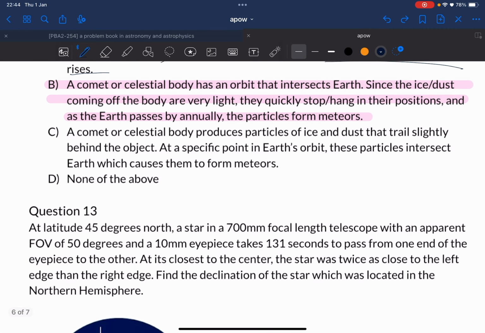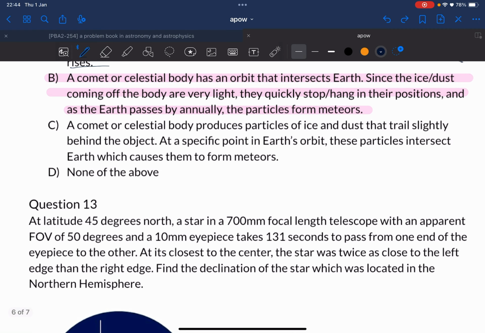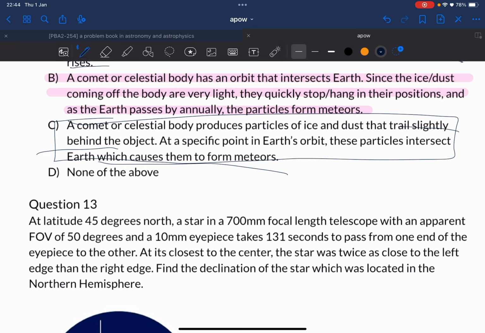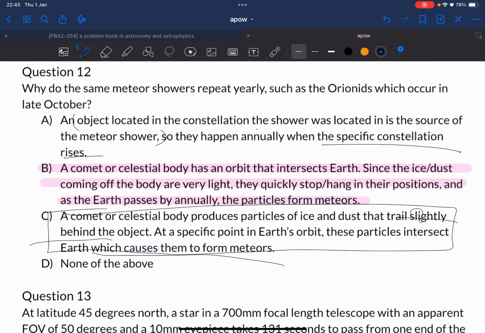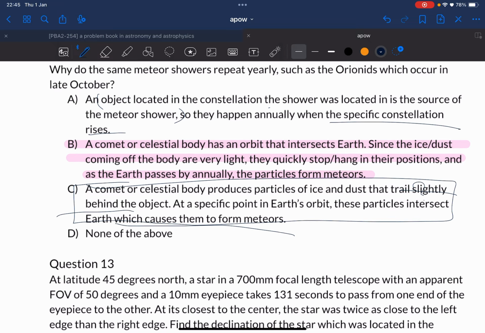So A is out. As for C, yeah, they trail slightly behind the orbit and intersect the Earth. This is incomplete. It's not wrong, okay? It's incomplete. Because, yeah, trails behind object, I guess, yeah, because if you don't trail behind object, we're supposed to go in front. So it intersects, which forms meteors, but it doesn't really explain the annual thing, the same meteor showers repeating yearly and all that. It's not explained, so it's incomplete.